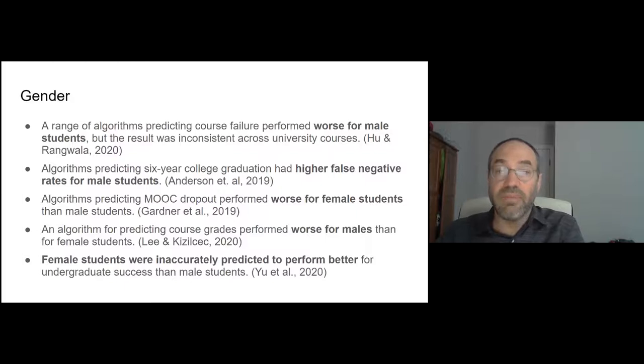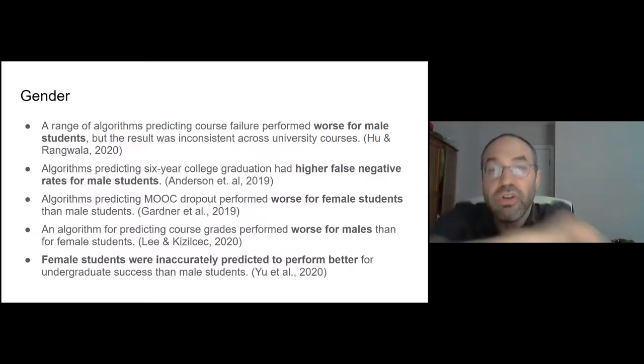Gender. Hu and Rangwala found that a bunch of algorithms predicting course failure were worse for male students, although the results weren't consistent. Anderson and colleagues found that algorithms predicting college graduation had higher false negative rates for male students. Flipping over, Gardner found that algorithms predicting MOOC dropout performed worse for female students than male students. Lee and Kizilcec found that an algorithm for predicting course grades was worse for males than female students. And Yu and colleagues found that female students were inaccurately predicted to perform better for undergraduate success than male students.